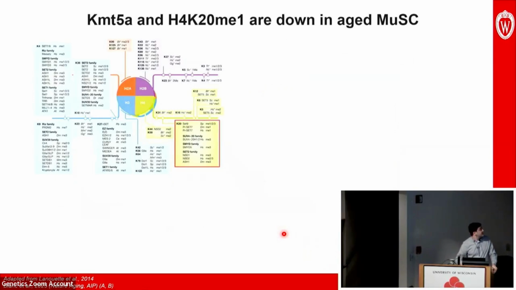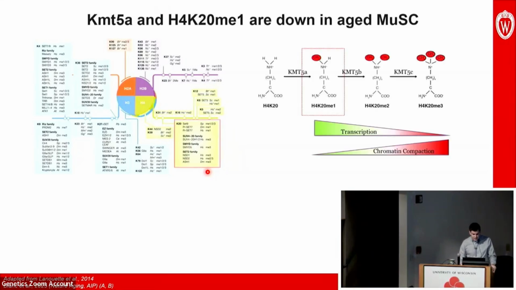Okay, and so as you can see on this big graph where there's a ton of different methylation events, we are going to focus today on lysine 20 of histone H4, so H4K20, and particularly on KMT5A, which happens to have many, many names for some reason: PR-SET7, SETD8, SET8, and KMT5A. And so I think I'll just call it KMT5A if you don't mind.